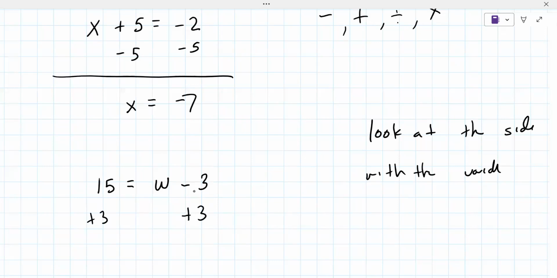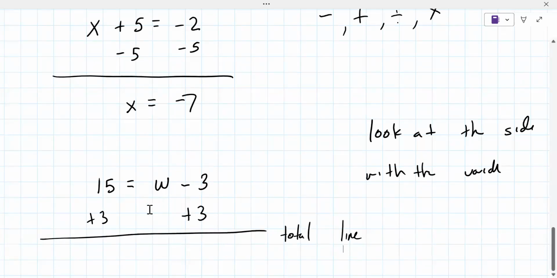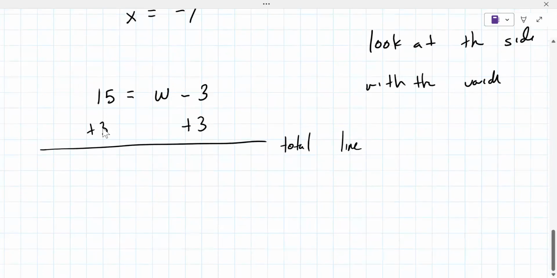Now you'll notice the way I do it is I write it right underneath both sides. I always draw this line here. It's like a total line. You'll see this in accounting, if you ever get into that someday. But the point is, it's kind of like a step. You're like, all right, we're done. So what is 15 plus 3? 18. 18 equals W.